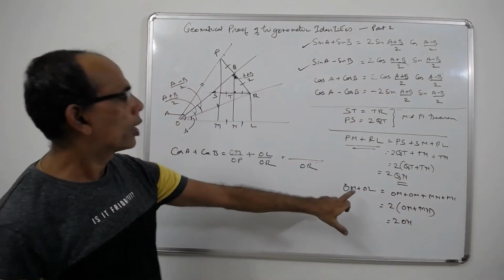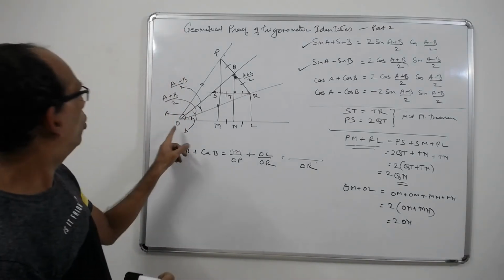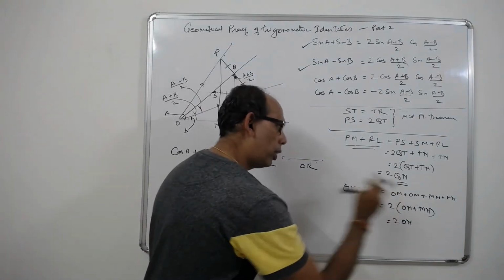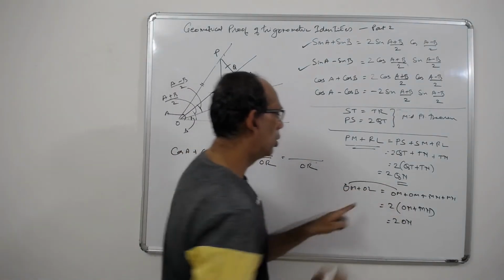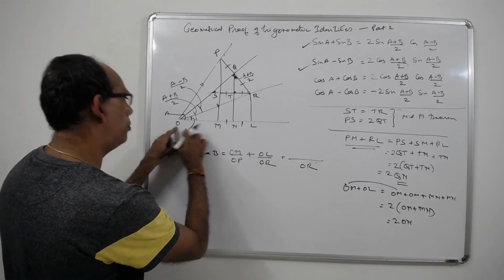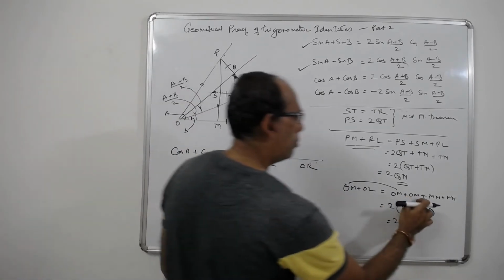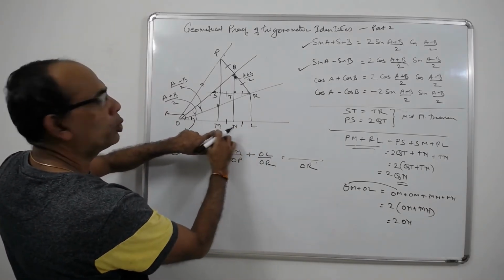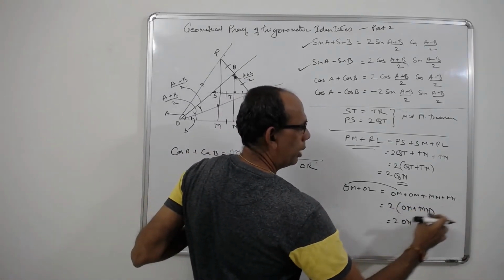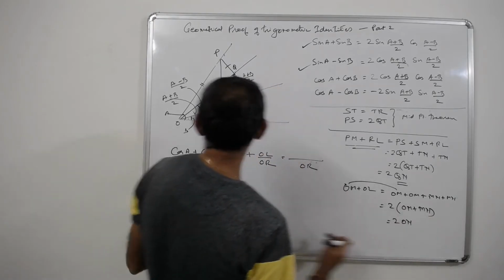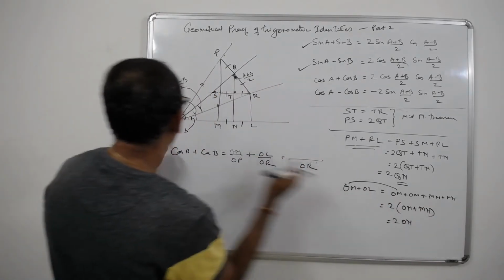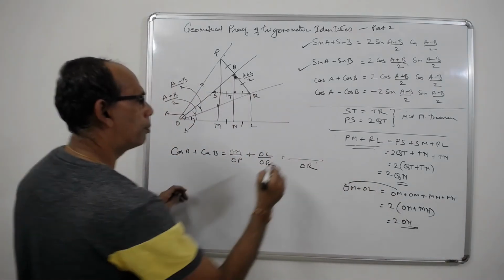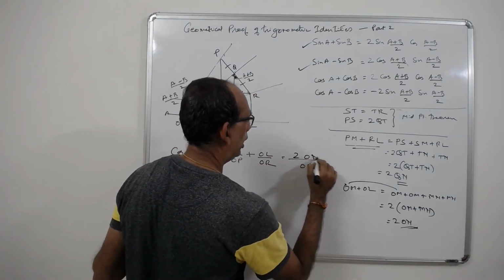Understand this. OM plus OL is what we want. In that, OM is already there. This is the same OM I have taken. OL is OM plus MN plus NL. I wrote it as MN only because both are equal, so I wrote 2 times MN. So I take 2 common. So OM plus MN gives me 2 times OM. This is what we get. So I replace it here with 2 times OM.